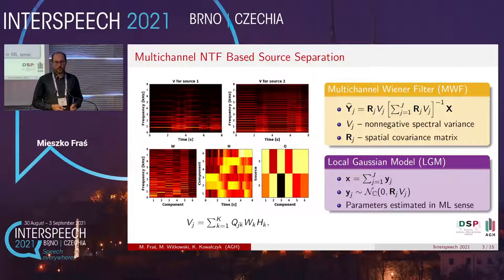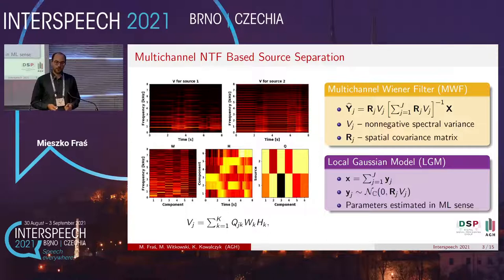The source separation, for example, can be obtained using multichannel Wiener filter, with the parameters being R, that is the spatial covariance matrix, that is responsible for the phase dependencies between the microphone channels, and V is the spectral variance or power spectrogram for each source. These parameters can be estimated under the local Gaussian model.